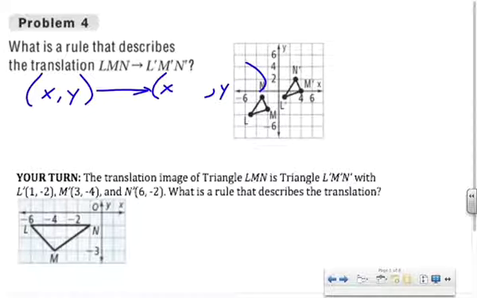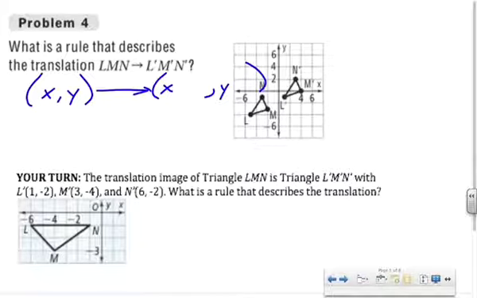Say that again, I'm sorry? Right, so I think what Jesse is saying is that the rule from L to L prime would be the same, absolutely, as the rule from M to M prime, N to N prime. Why do it 3 times and just get the same answer 3 times?